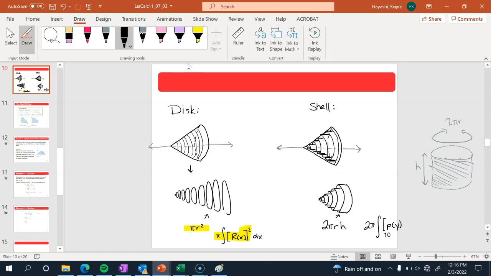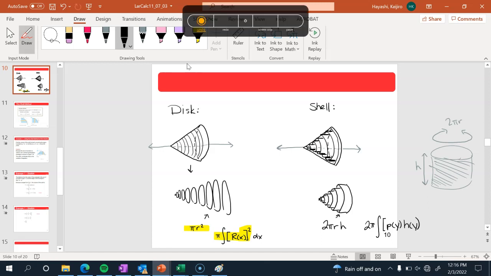Because for disks, the slices go perpendicular to the axis of rotation, and for shells, the slices go parallel to the axis of rotation. So in all cases, one of the methods is going to be done dx, and the other will be done the opposite way, dy.